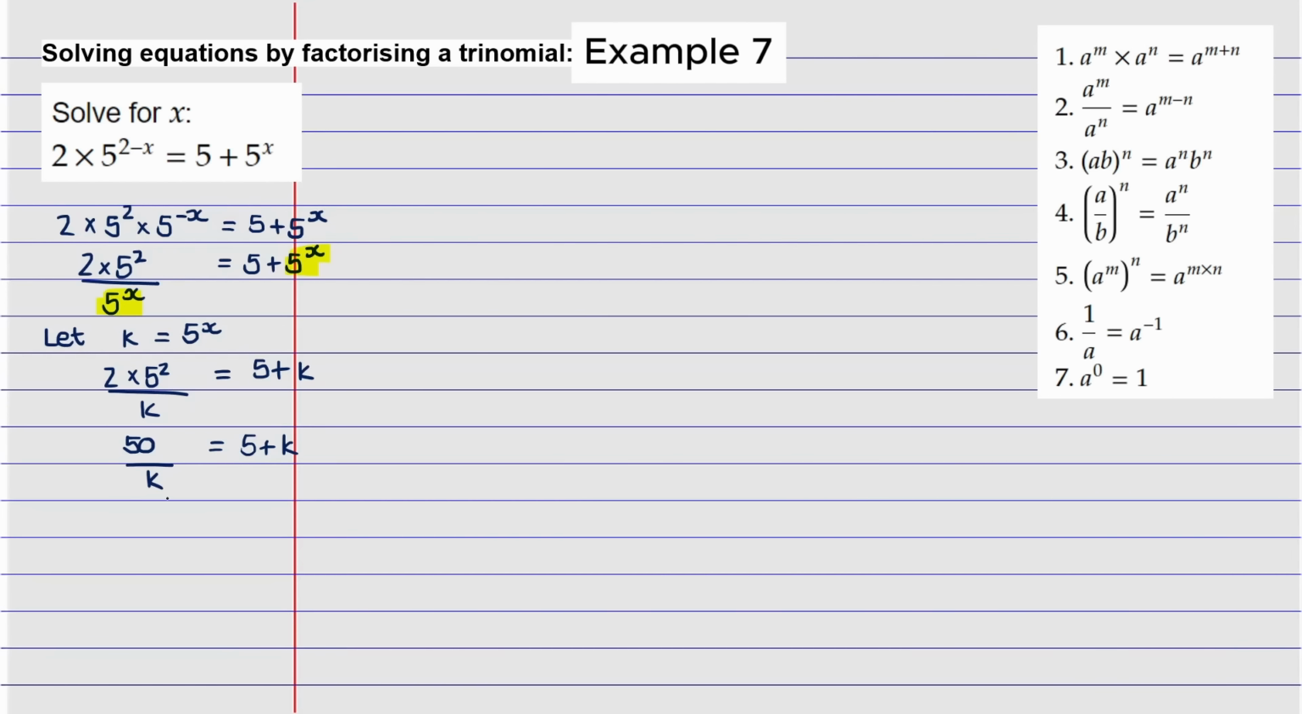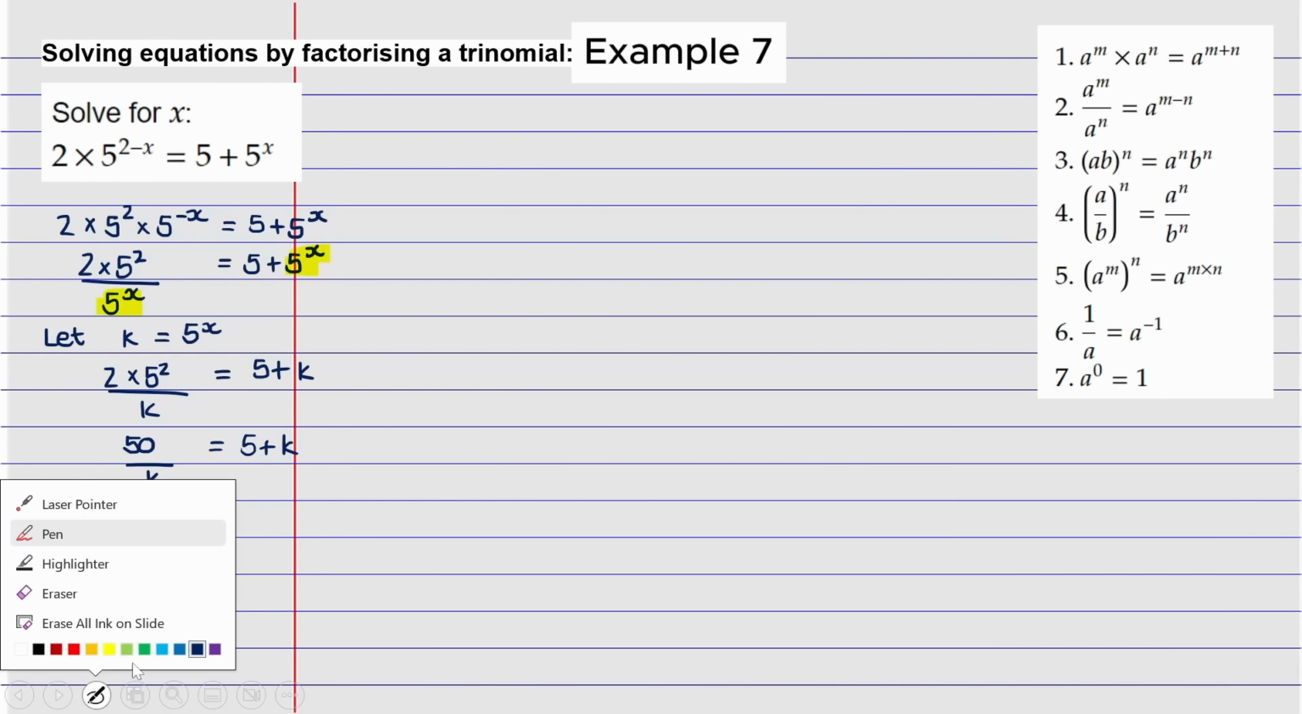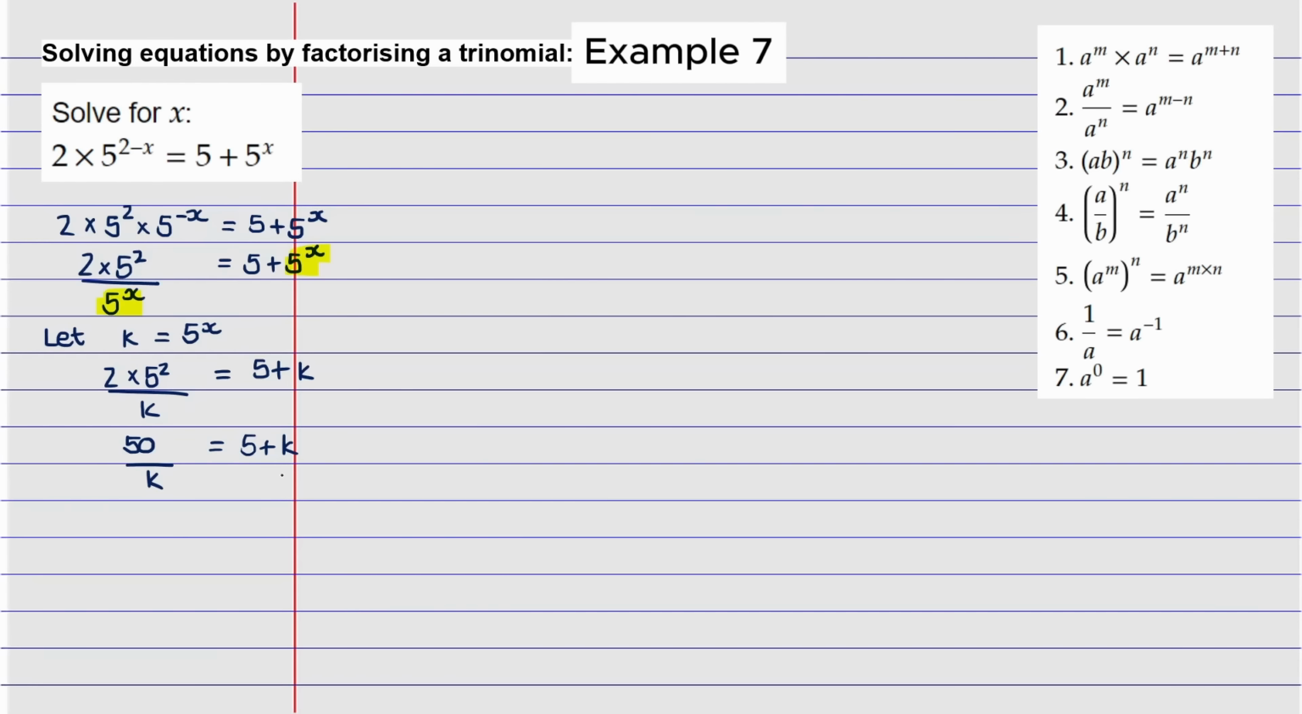So what I need to do is that I have a fraction this side, and I want to get rid of it. Since we have an equal sign, I can use cross multiplying. So this whole thing is the same as divided by 1, and I'm going to cross multiply like this. So 50 multiplied by 1 is going to be equal to k, open bracket, 5 plus k. Then this is going to give me just 50, and this is going to give me, distributing the k, 5k plus k squared.